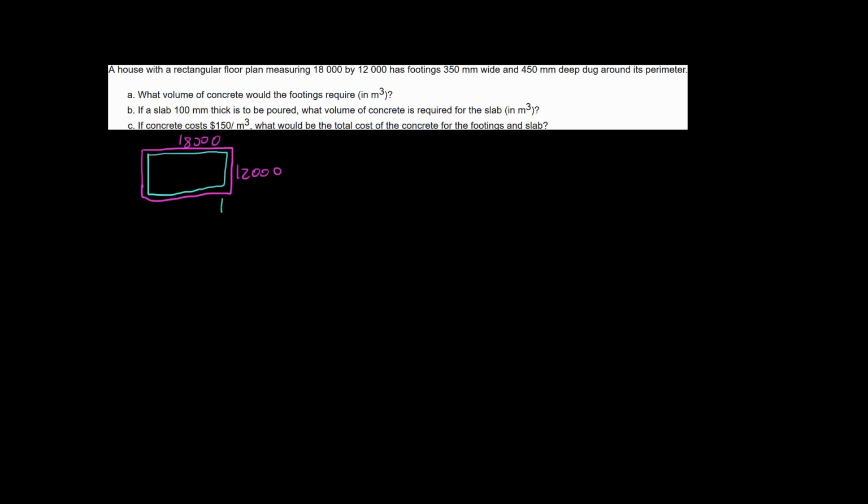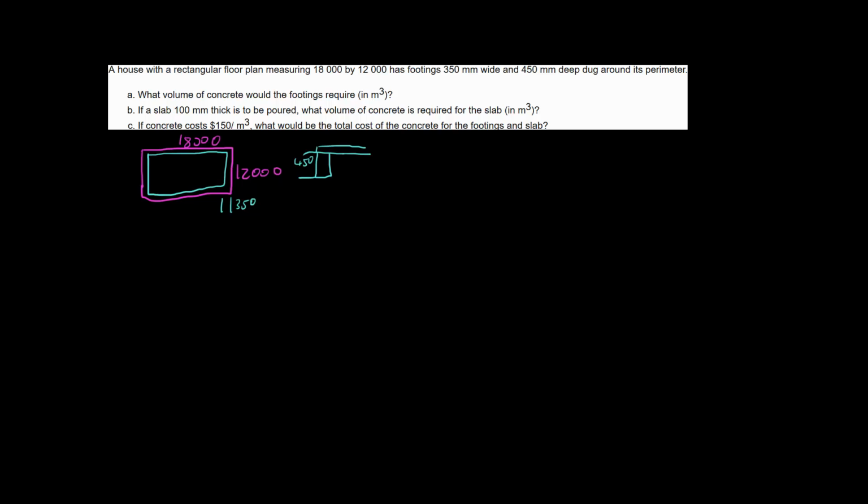And that trench is, as it says in the question, 350 millimeters wide. And if we look at, say, a cross section across the middle of this, we would have the slab, and then we're going to have our footings going down around the outside, and they are 450 millimeters deep.